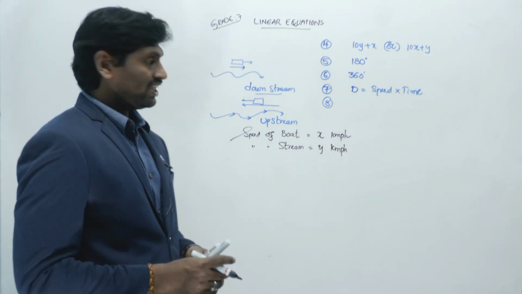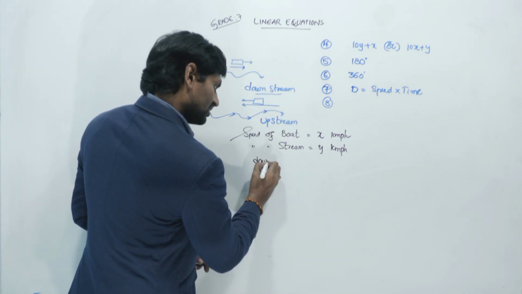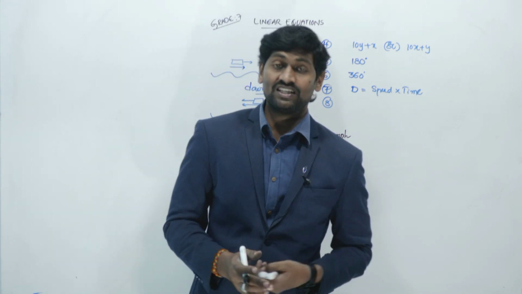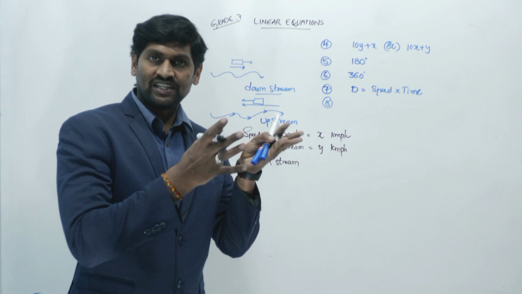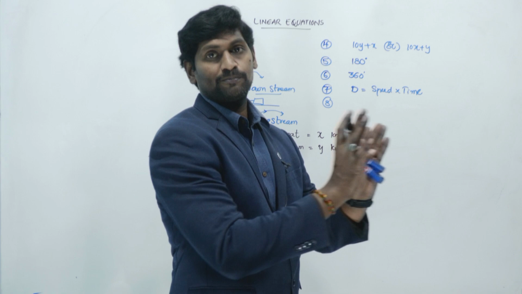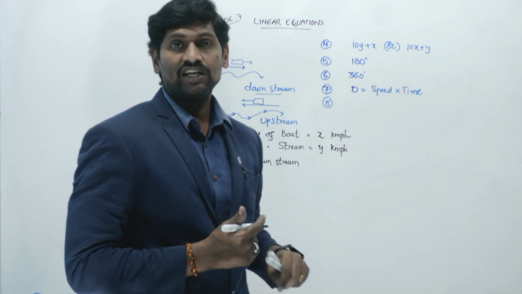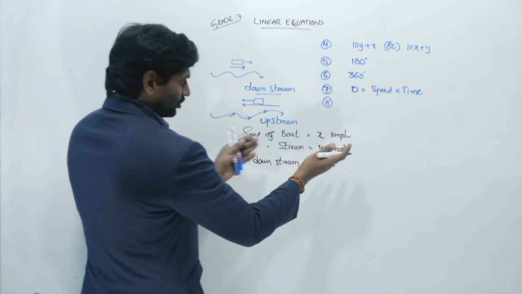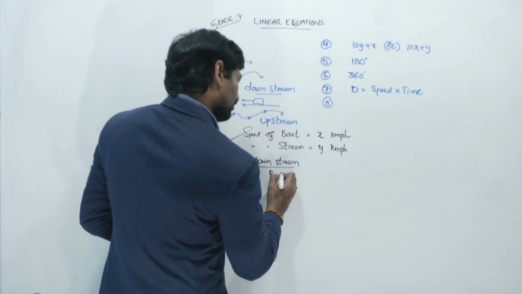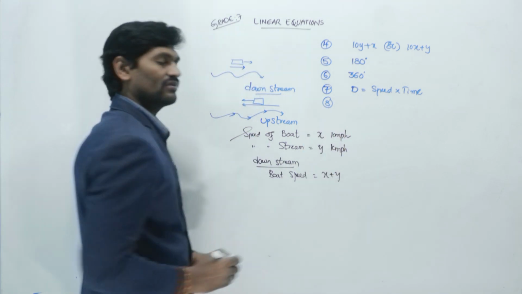Whenever we travel downstream, that means along with the stream, the speed of the boat increases. The boat already has a certain speed, and the water also pushes the boat because both are traveling in the same direction. That means both speeds are added. So in downstream, the boat speed will be x plus y.